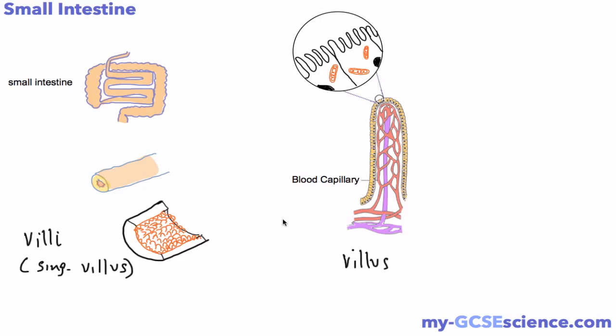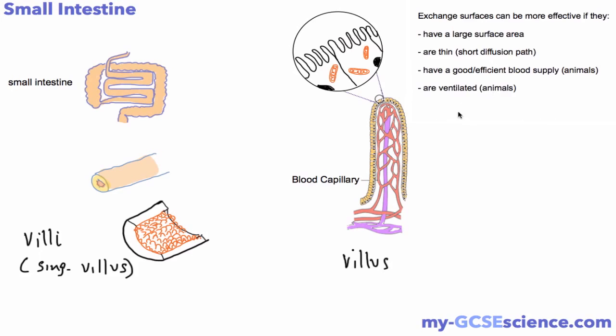And how do we then talk about the efficiency of this, or how it's made effective as a gas exchange surface? Well, we can go back to our 4 points here. They have a large surface area, yes, because there's lots of them poking out. They're shaped so there's a large surface area. The diffusion distance is thin. So if you look across here, this is just 1 cell thick.